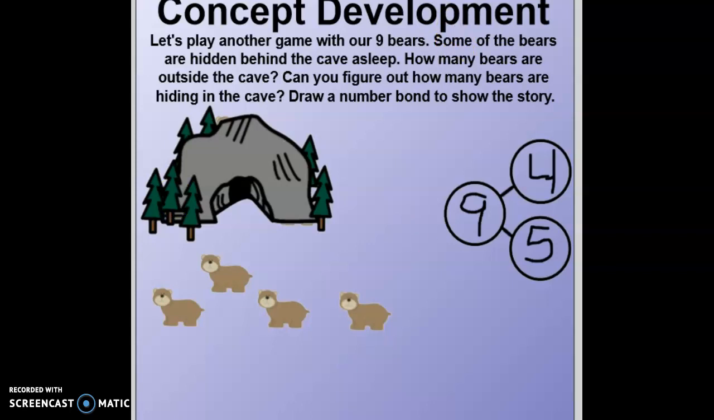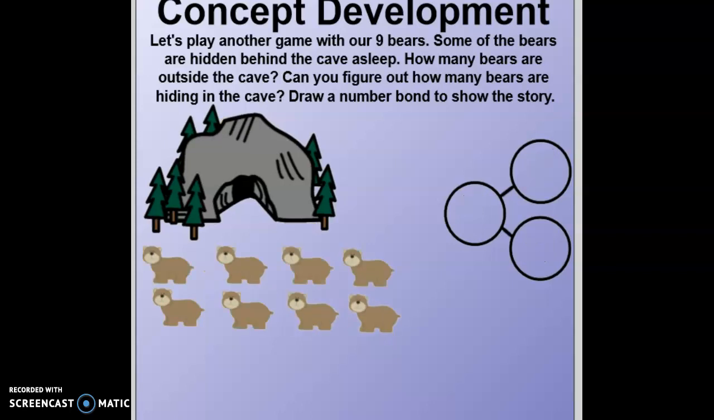Okay, I'm going to do one more of these. Okay, same thing happened, but a different amount of bears went in to go to sleep. Okay, so we're going to fill out our whole. We know there's 9. I want you to figure out how many bears are in the cave. These bears are outside the cave. How many bears are inside the cave is my question. There's 9 bears altogether. Let's see what you come up with.